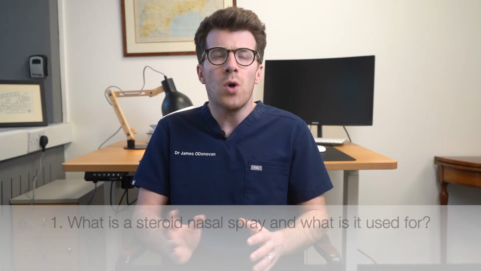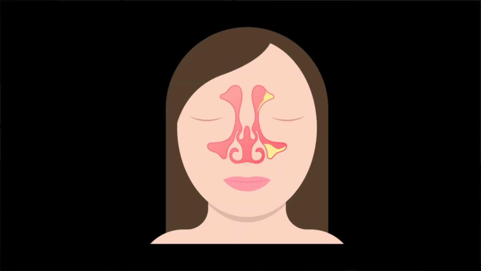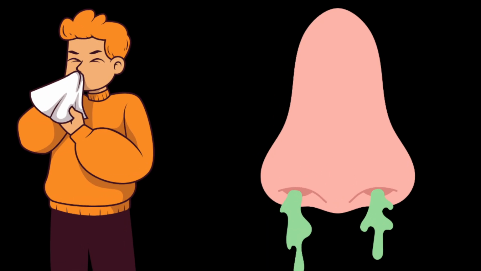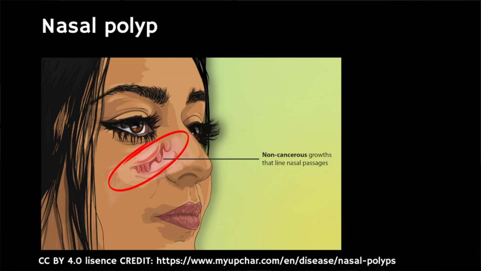So first of all, what is a steroid nasal spray and what is it used for? Well, steroid nasal sprays help to relieve inflammation or swelling and irritation of the nose, sneezing, itching and blocked or runny noses, which are the symptoms of underlying conditions like hay fever, sinusitis and nasal polyps, which are small growths in the lining of the nose.